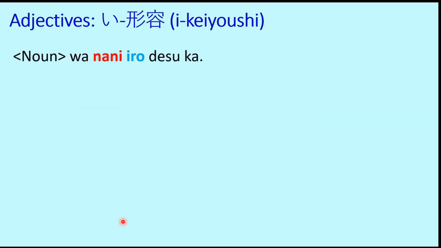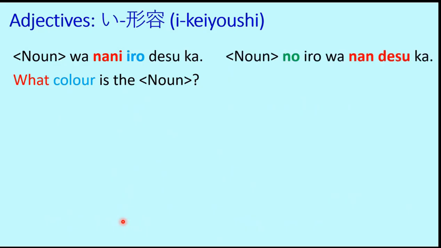So now the interrogation form. Noun wa nani iro desu ka? Nani iro means what color. So what color is the noun? Now there is another way of asking this same question. Noun no iro wa nan desu ka? That means what is the color of the noun?